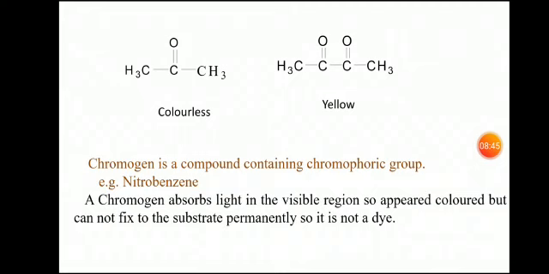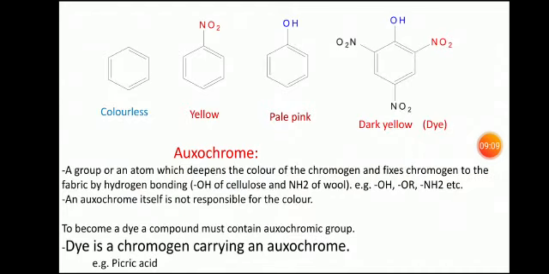For example, nitrobenzene. A chromophore absorbs light in the visible region, so the compound appears colored, but it cannot fix to the substrate permanently, so it is not a dye. Suppose this is a compound like diacetyl, but it cannot be used as a dye. When the fabric is dipped in this solution, it will not become colored. Why has this happened? See this one example.